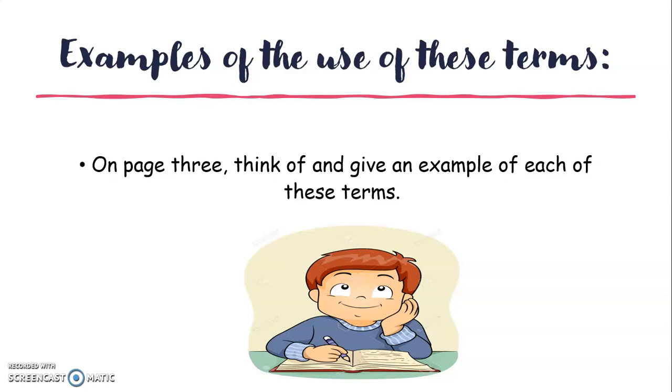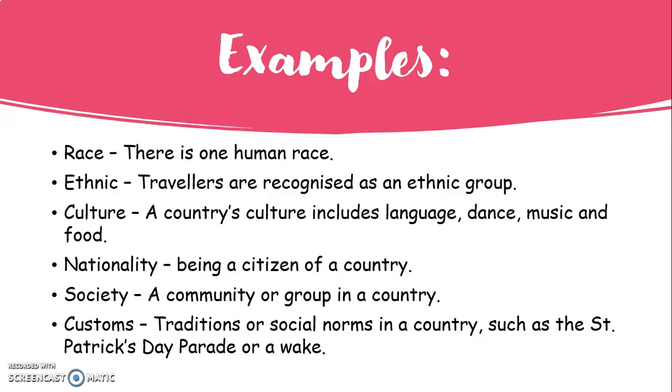Okay, so these are some examples that you might want to use. So race, for example, there is only one human race. Ethnic, so travellers are recognised as an ethnic group. Culture, a country's culture includes language, dance, music and food. Nationality is being a citizen of a country, or my nationality is Irish. Society is a community or a group in a country, or modern society is very fast-paced.